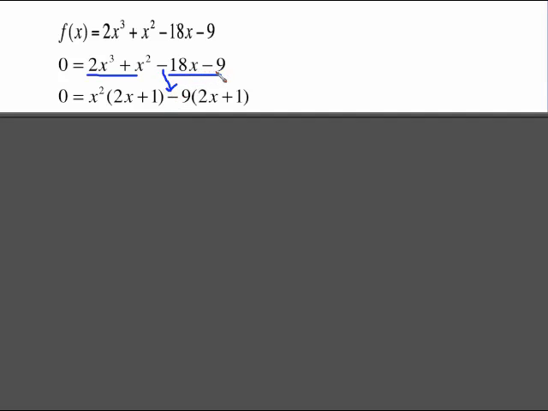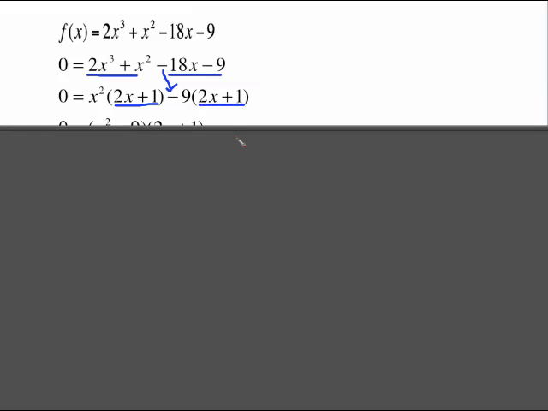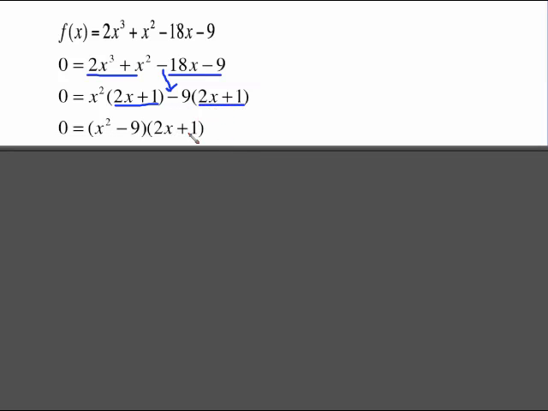The GCF between these is 9, but the real GCF is negative 9. And if you divide by negative 9, it changes your signs and gives you 2x plus 1. If you have the same parentheses, then you get to continue factoring. 2x plus 1 comes down, and what goes in the other parentheses would be the coefficients that were in front. But x squared minus 9 will factor further.